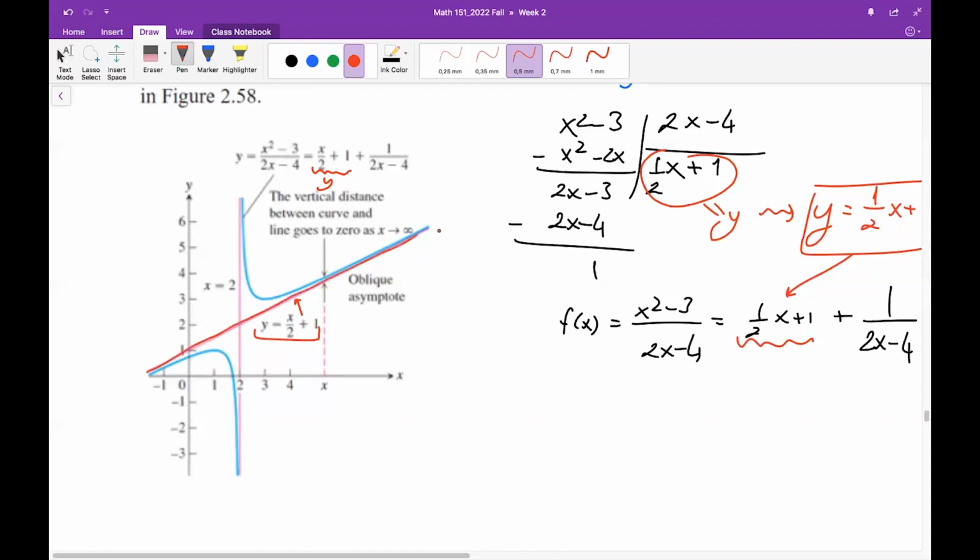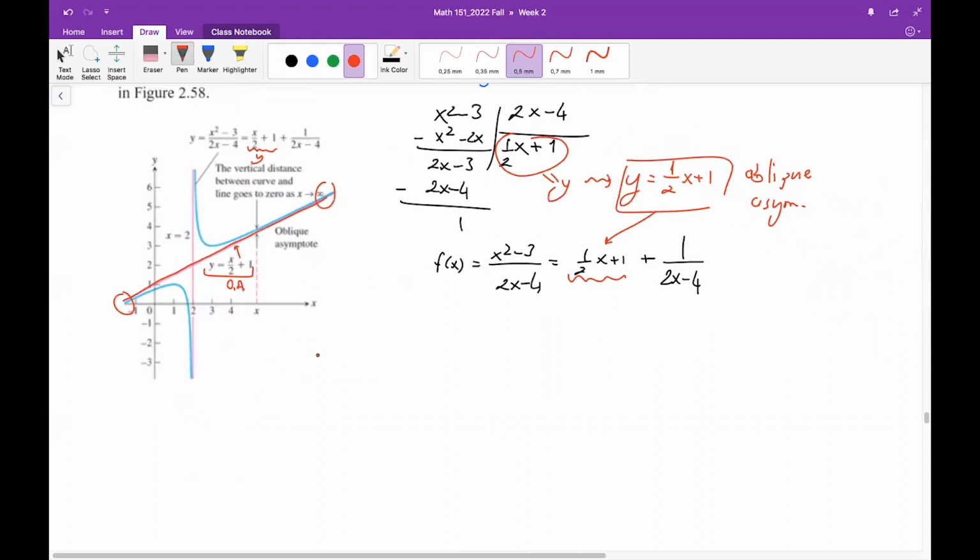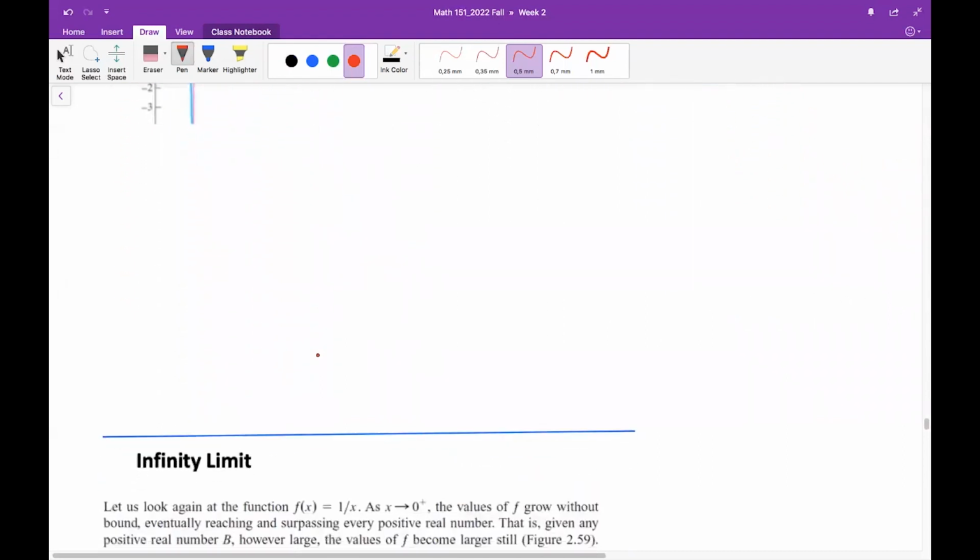It is this line here. And as x goes to plus or minus infinity, your function gets closer and closer to this red line, which shows it is the oblique asymptote for our function. Okay, so let's move on.